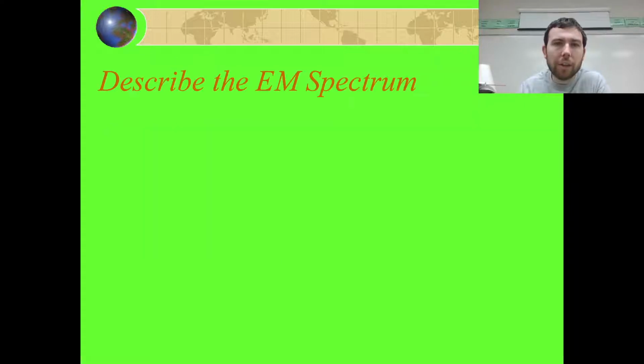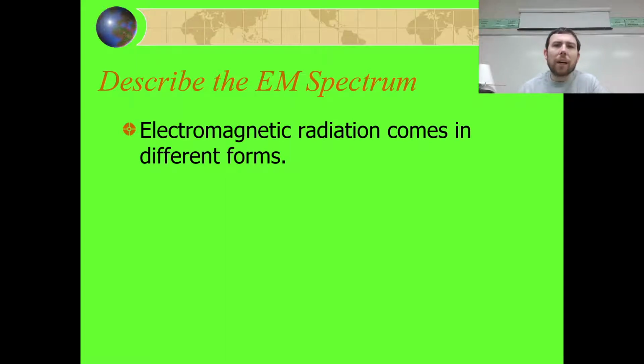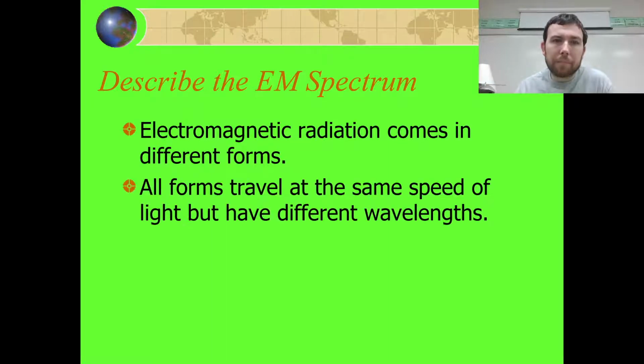So let's start there with our electromagnetic spectrum. So electromagnetic radiation, we know, comes in many different forms, right? And so remember, electromagnetic radiation can be referred to as radiant energy. It can be referred to as light. So different forms of light exist. That's just a reality that we're operating under.